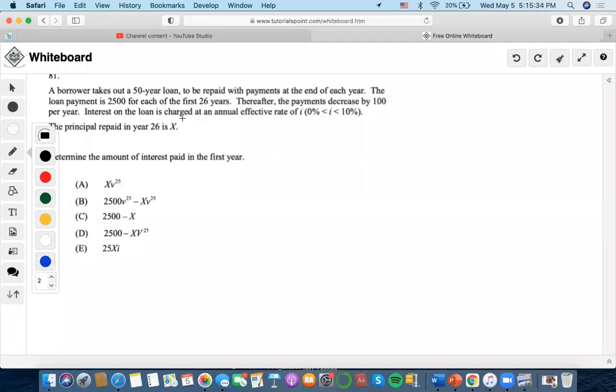Hi, so for this one, it says a borrower takes out a 50-year loan to be repaid with payments at the end of each year. So we're dealing with a timeline with 50 payments. Then the loan payment is $2,500 for each of the first 26 years. And thereafter, the payments decrease by $100 per year.